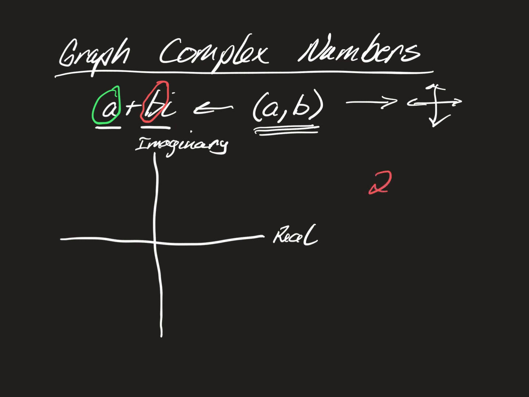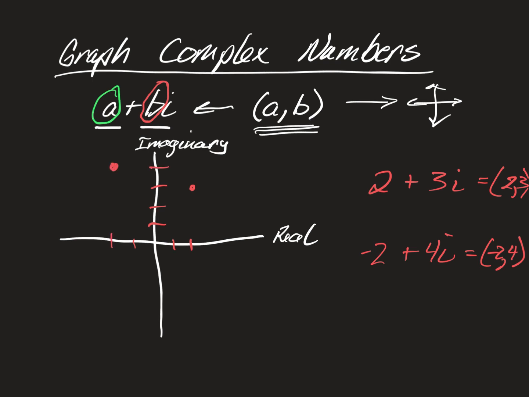So if you have the complex number 2 plus 3i, then that can be rewritten as (2, 3), and we can therefore graph it like this. All right? Now, that's it. That's how you graph a complex number. Do negative 2 plus 4i. Well, that would be (negative 2, 4) as an ordered pair. That would be right there.